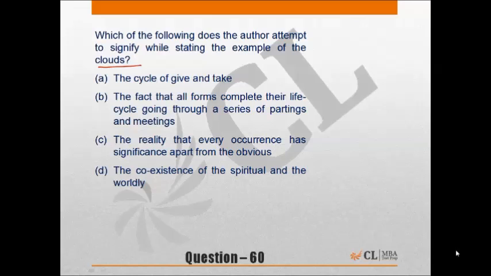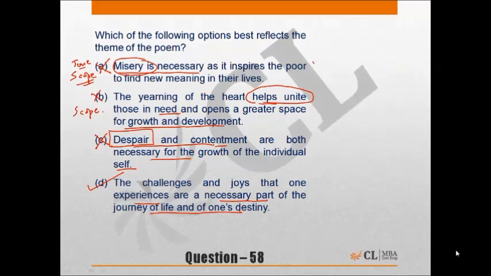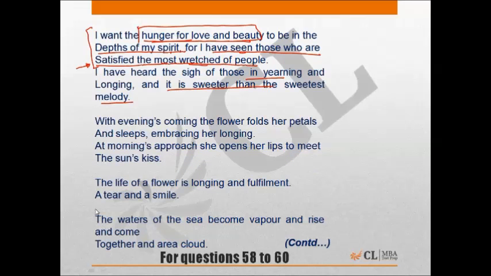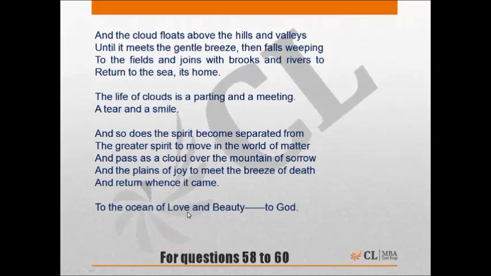Let's go back to the poem and see where the clouds have been mentioned. Yes, it is here. In fact, it starts a little earlier. Okay, let's start from here. The water of the sea becomes vapor and rises and comes together as a cloud. Okay, so water from the sea becomes vapors and becomes a cloud. Then the cloud floats over the hills and valleys until it meets the gentle breeze. Then falls weeping to the fields and joins with the brooks, and so it becomes a cloud. And then it rains and it goes back to brooks and rivers and it turns to the sea, its home.